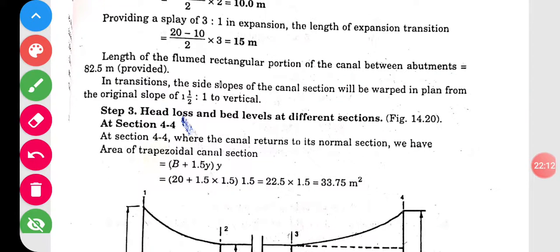So this is the equation for calculation of the area of the trapezoidal canal. The area of the trapezoidal canal is calculated by (B plus 1.5Y) into Y. What is B? B is the width of the canal, and 1.5 into Y. What is the Y value? That is 1.5, it is given. By putting this, you will get the cross-sectional area of the trapezoidal canal, that is 33.75 square meters. So you understood now.